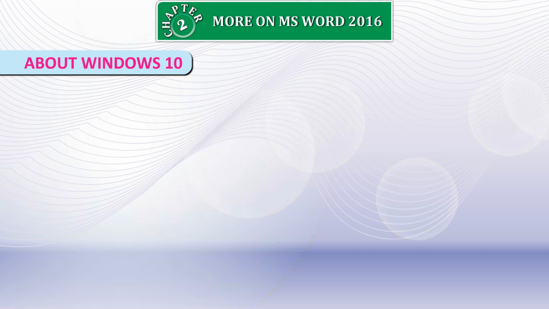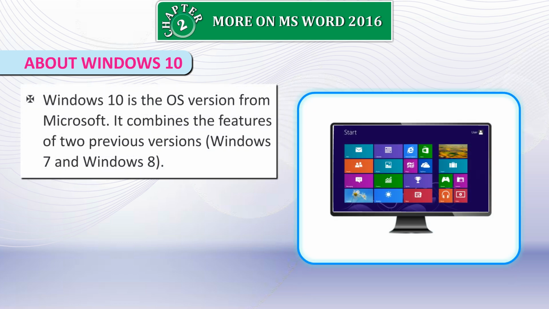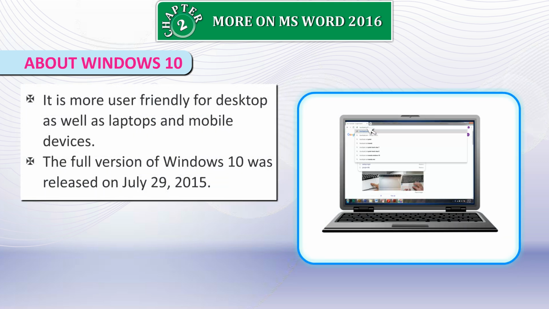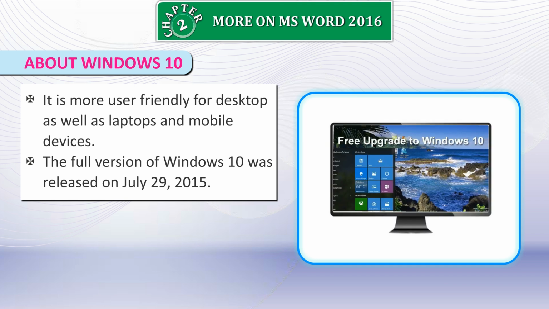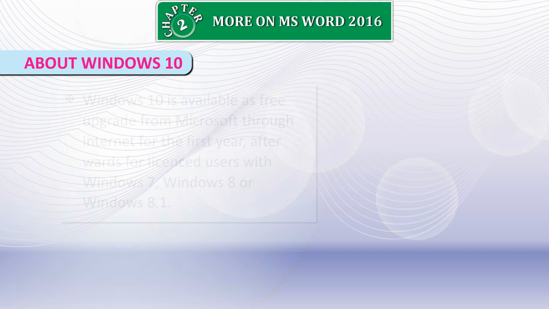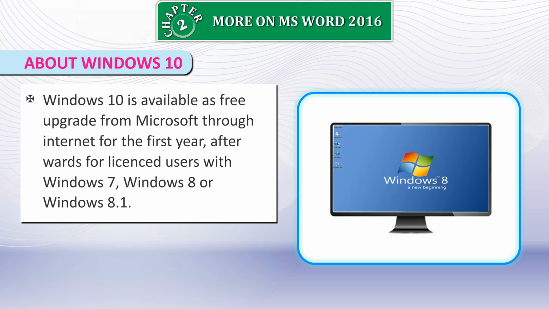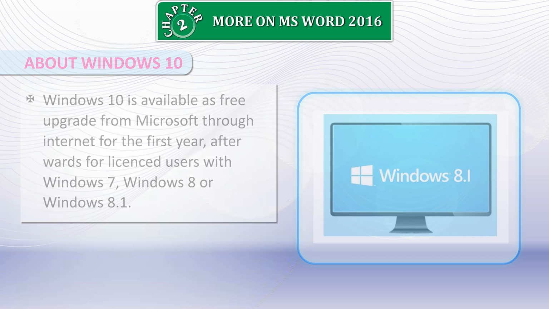About Windows 10. Windows 10 is the OS version from Microsoft. It combines the features of two previous versions, Windows 7 and Windows 8. It is more user-friendly for desktops as well as laptops and mobile devices. The full version of Windows 10 was released on July 29, 2015. Windows 10 is available as a free upgrade from Microsoft through the Internet for the first year. Afterwards, it is for licensed users with Windows 7, Windows 8 or Windows 8.1.